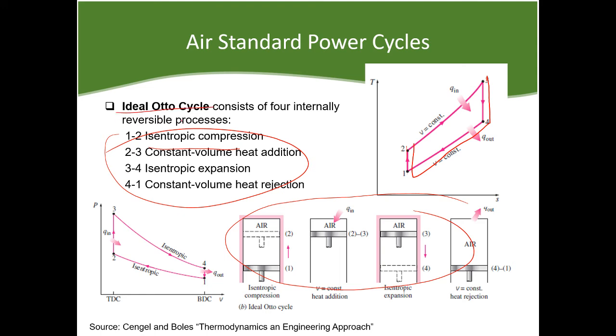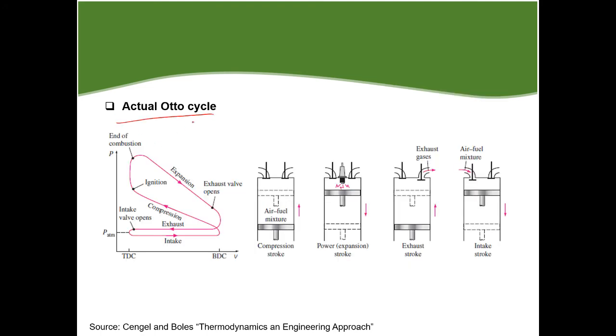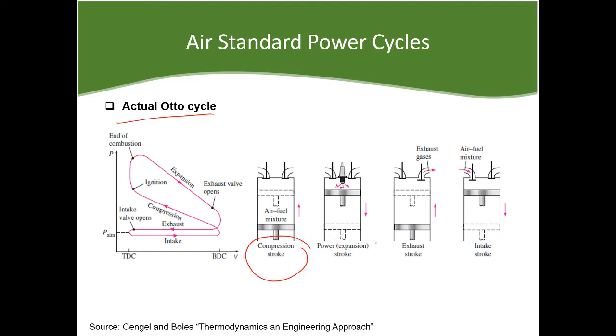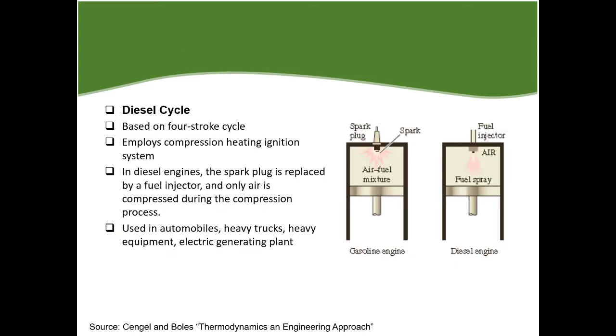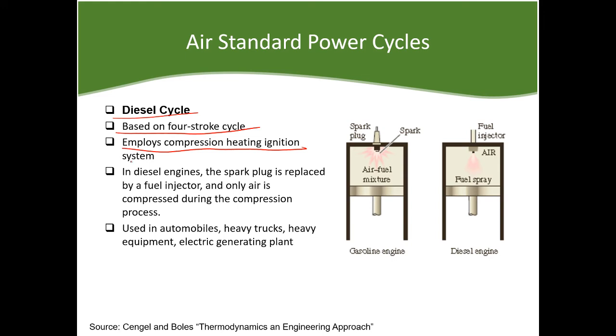What if yung actual Otto cycle, ano itsura? Ito na yung itsura ng actual Otto cycle. Mas complicated na. So, meron kang compression stroke, meron kang power or expansion stroke. Dito may ignition, tapos meron kang exhaust stroke, may intake stroke. We also have the diesel cycle. Diesel cycle is based on a 4-stroke cycle. It employs compression heating ignition system. In diesel engines, the spark plug is replaced by fuel injection.